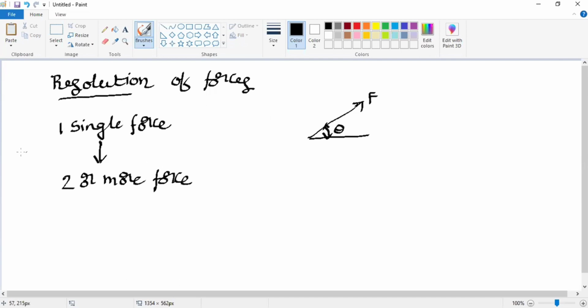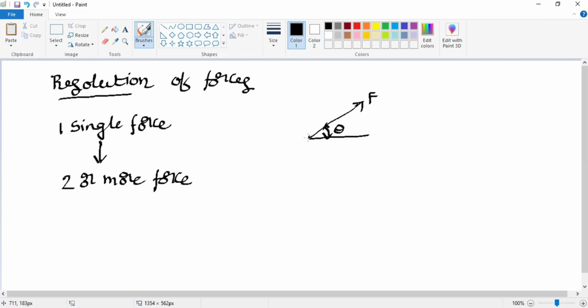Composition of forces means two or more forces are replaced with a single force without having any effect on the system of forces. Whereas resolution of forces means a single force can be replaced, that is resolved, with two or more forces. That is called the resolution of forces.